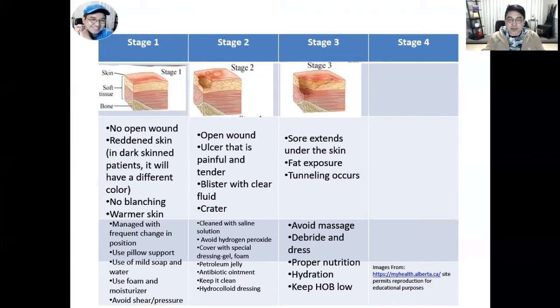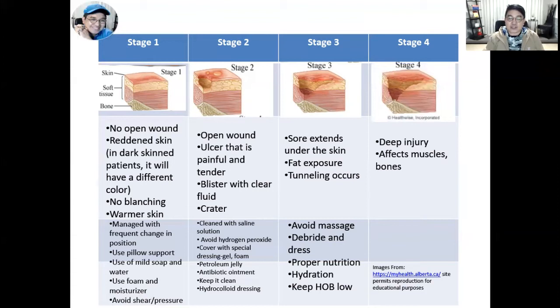Then you have to provide proper nutrition. That's going to be a high protein diet to promote wound healing, and keep the patient hydrated to keep the skin moist, because dry skin could be more at risk for infection. And then keep the head of the bed low, once again, to prevent shearing force. Stage 4 occurs when you have a deep injury that affects muscles and the bones. And this is usually treated with, once again, debridement and dressing.